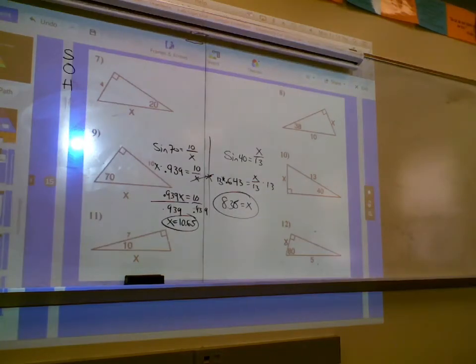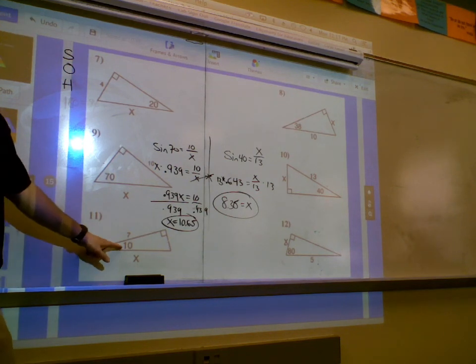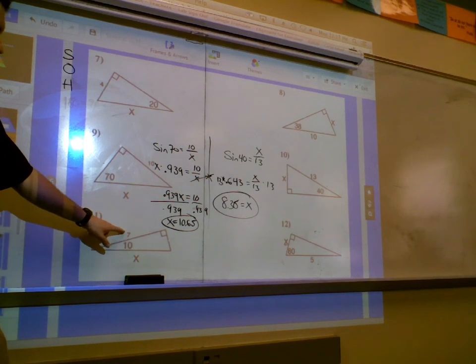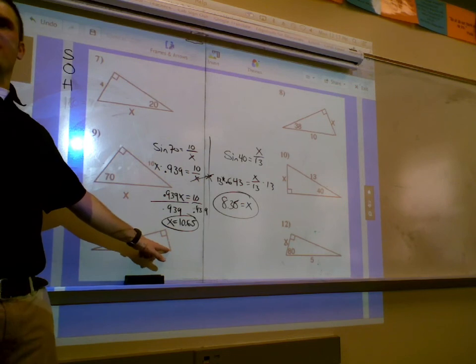Does that make sense, guys? Easy enough? Okay, let's try the next ones. Now, if I look at 11 and 12, you may notice that when theta is 10, this 7, is it opposite? No, it's adjacent, right? So how can I make this 7 opposite? By switching the angle, by going to that angle.